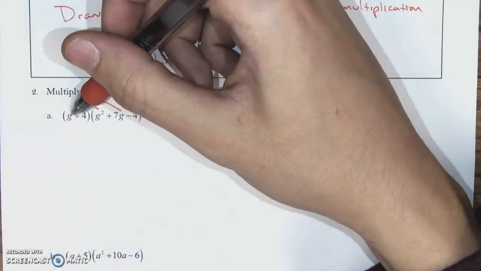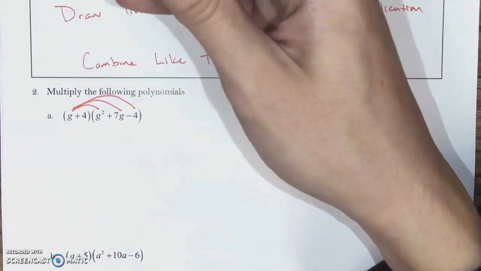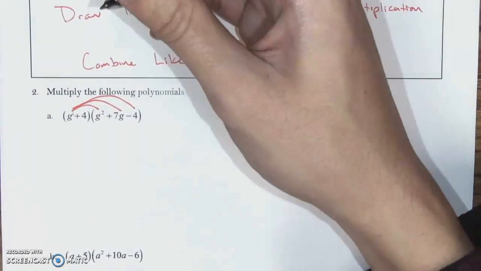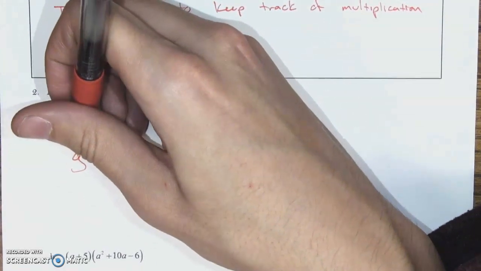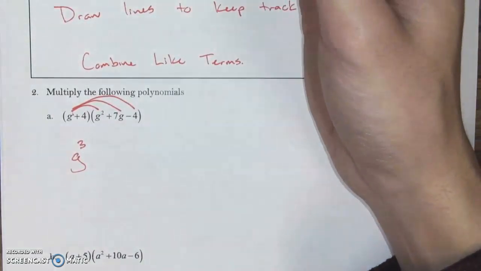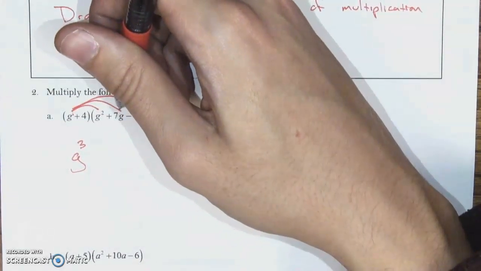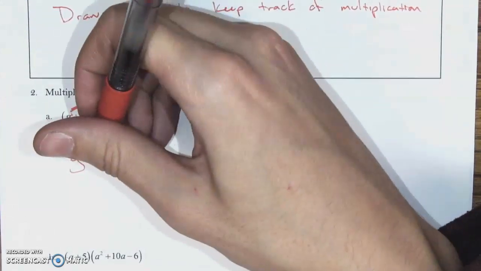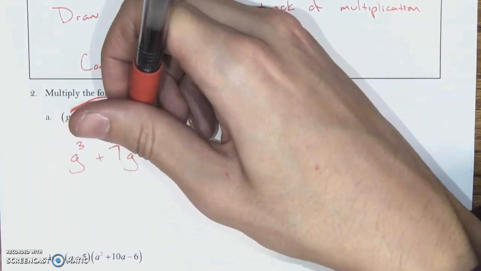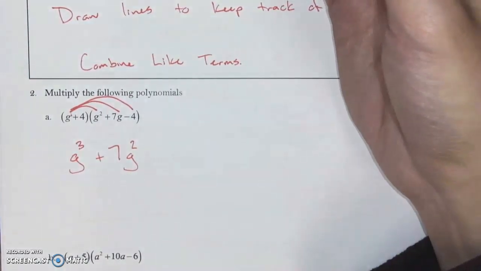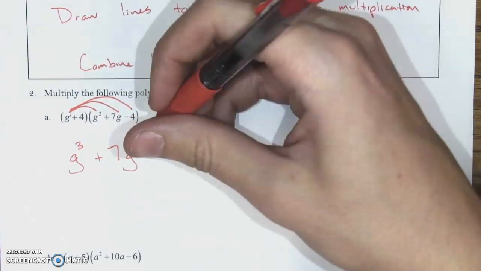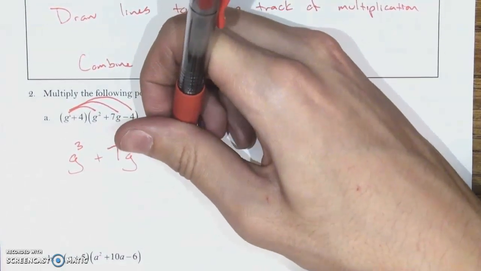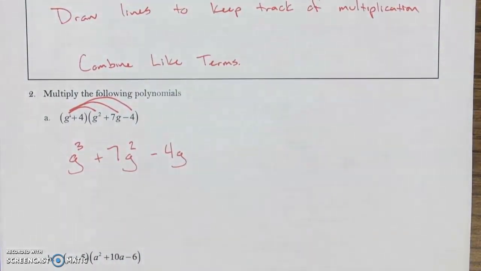So let's start with g times g squared. Remember, this is just g to the 1. So we have g to the 1 times g to the 2, or g to the 1 plus 2, g cubed. Then we multiply by the second term. 7g times g gives us a positive 7g squared. Then the last term here, we have g times negative 4 gives us a negative 4g. So that was all of the multiplication for the first term.